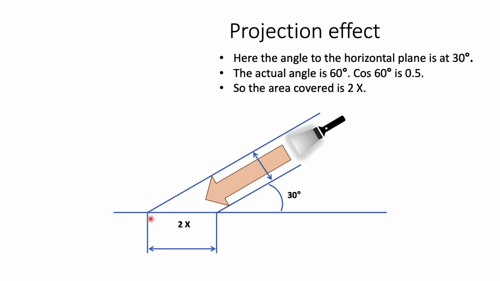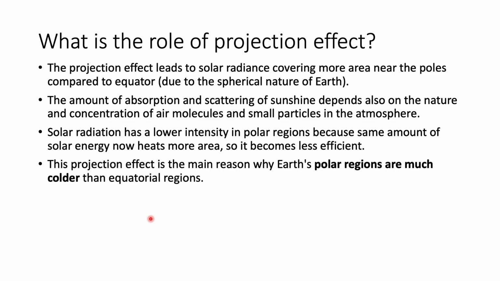So what do you mean by this? Why do we have to understand this projection effect? The projection effect actually plays a vital role. In other words, we had seen the equator receives 100% of the solar light, whereas the poles receive only 40% of the solar light. So what is the reason? The reason is nothing but this projection effect.